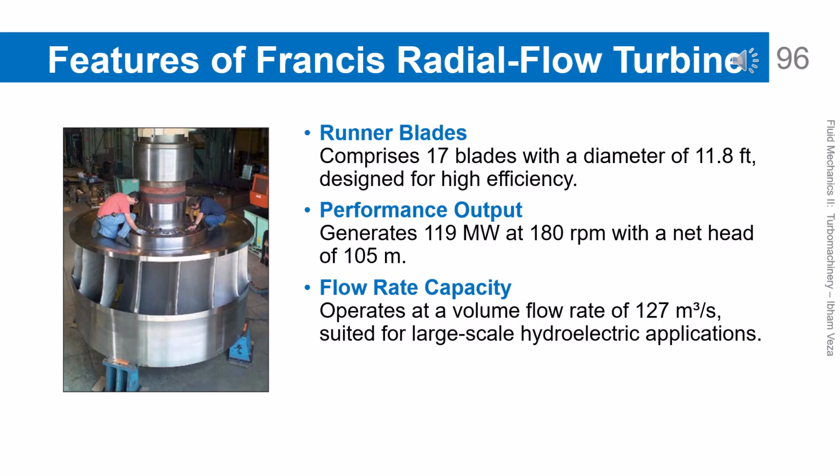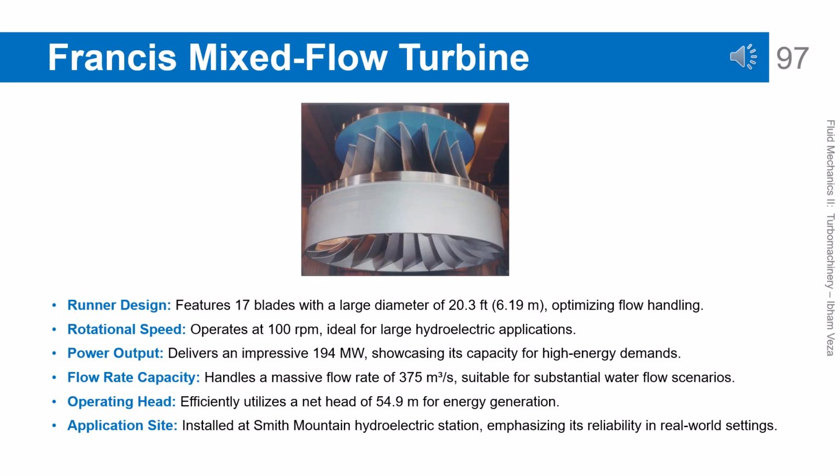This example emphasizes how mechanical and hydraulic design must work together. Francis mixed flow turbine highlights. This Francis mixed flow turbine shows how radial and axial flow are combined in one runner design. With a large diameter and relatively low rotational speed, it is suitable for large-scale hydroelectric power plants.